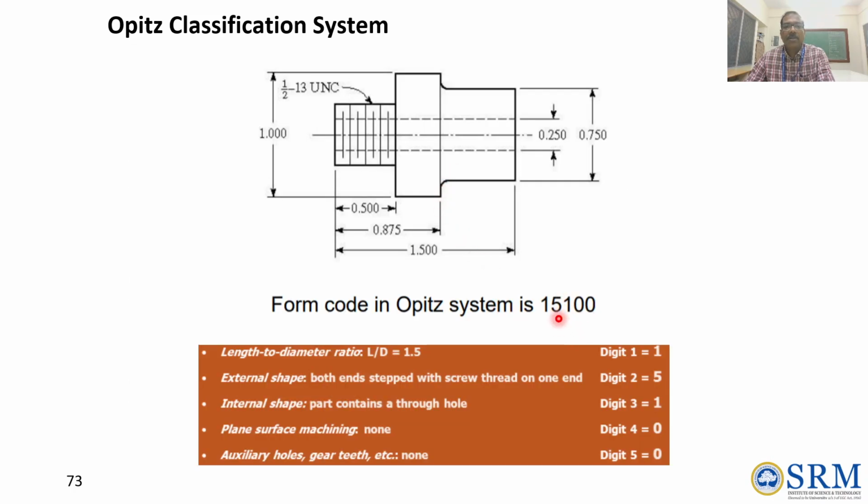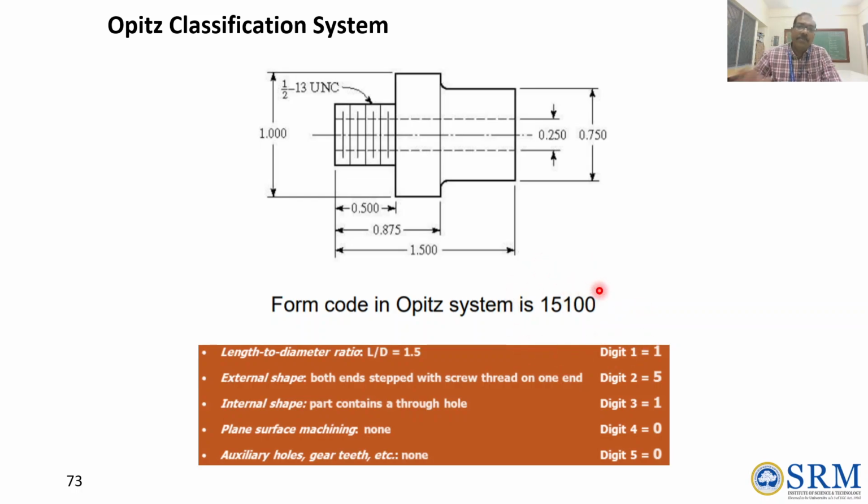For internal shape, a part containing a through hole should be labeled as 1. Then plane surface machining: nothing is there because it's a rotational component, so it is given 0. Is there any auxiliary hole or gear tooth available? Nothing is there, so it is given 0. So depending on the shape of the component, we have to give the coding. This is the part code.